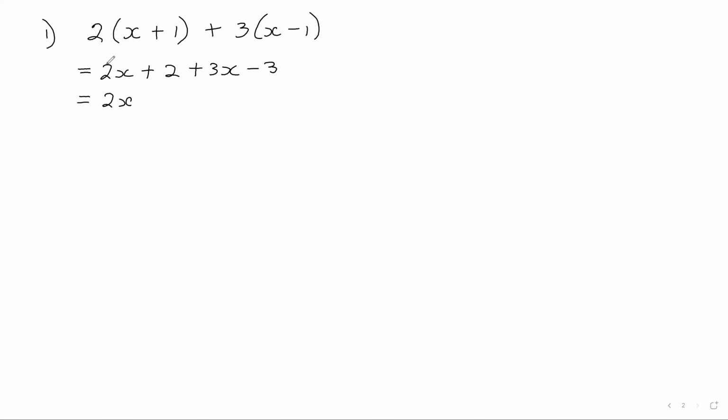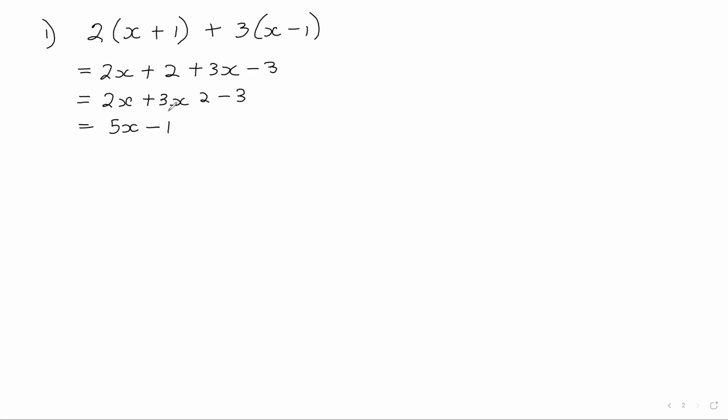I'm going to group my like terms. So it's 2x plus 3x. So this would be, I'll put the plus 3x here. And then I have 2 minus 3. So this would be 2x plus 3x is 5x, and 2 minus 3 is negative 1.